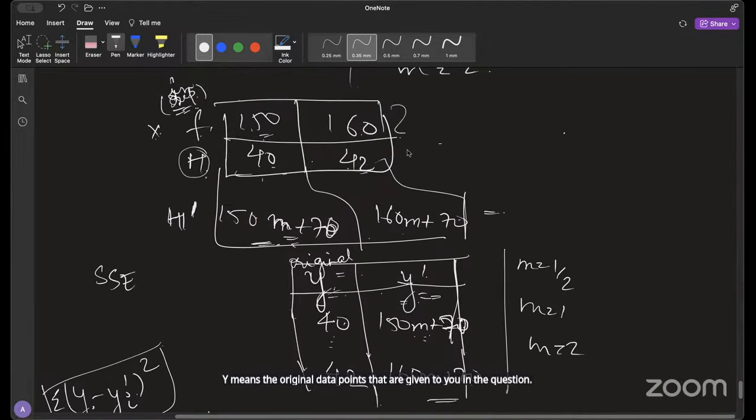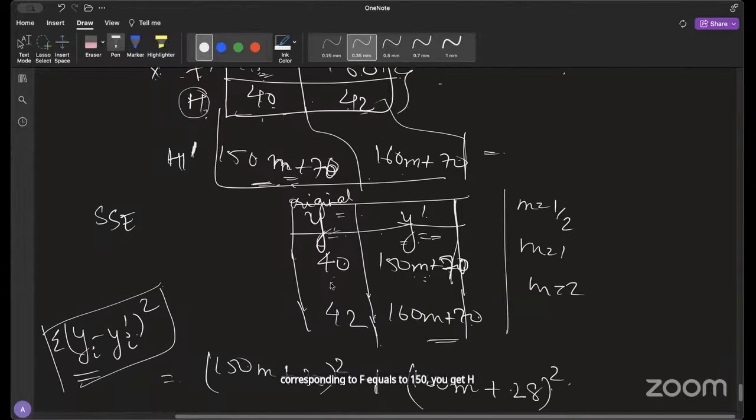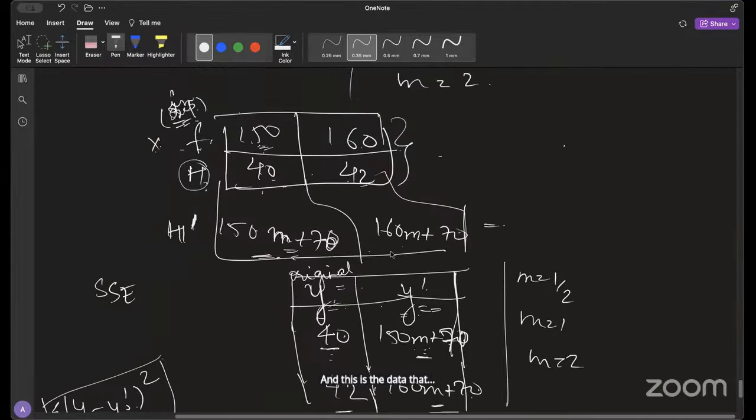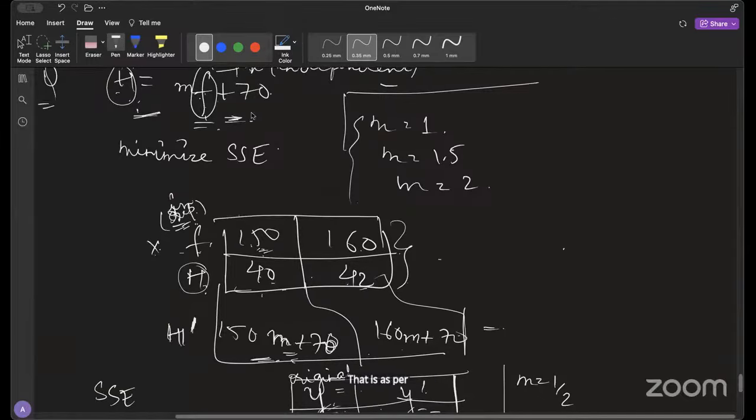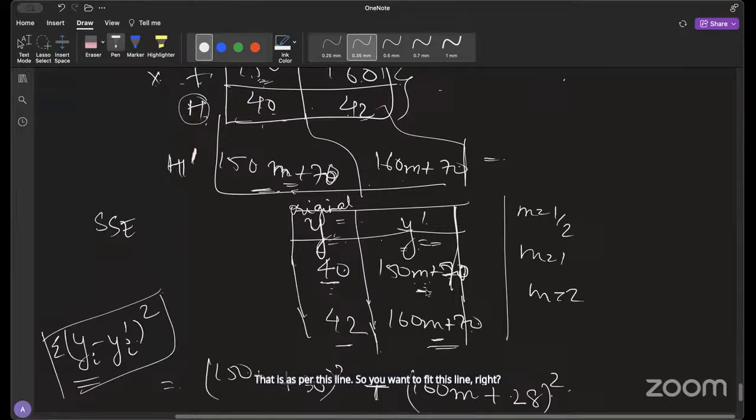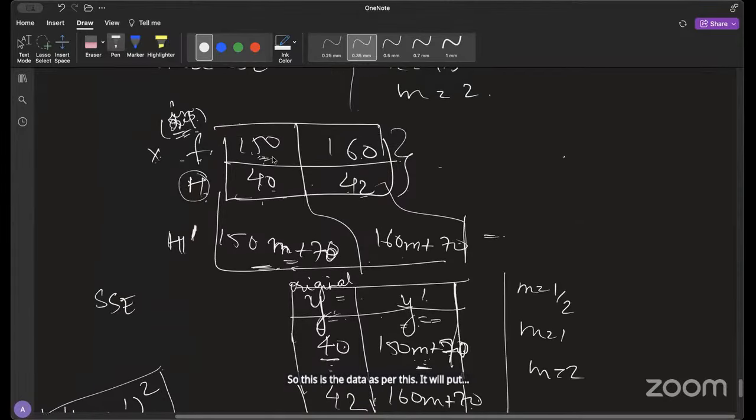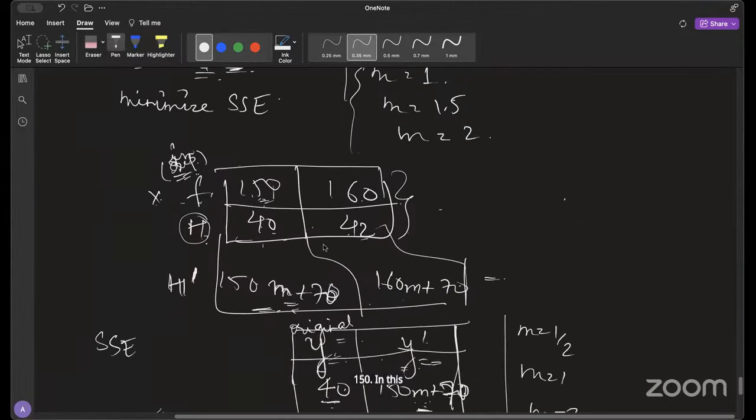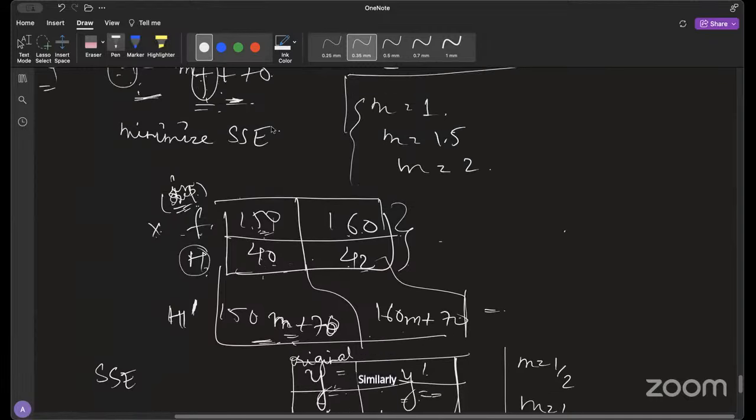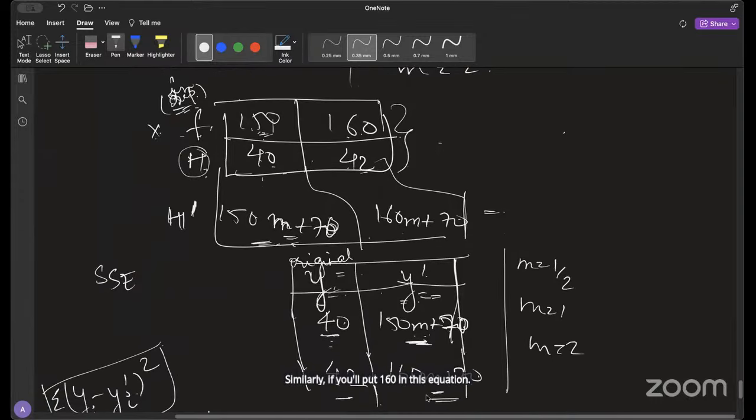So this was the original data given to you. Corresponding to x equals 150, you get y equals 40. So this is the original data given to you, and this is the data as per this line. So you want to fit this line, right? So this is the data as per this. If you put 150 in this equation, you will get this thing. Similarly, if you put 160 in this equation, you will get this thing.